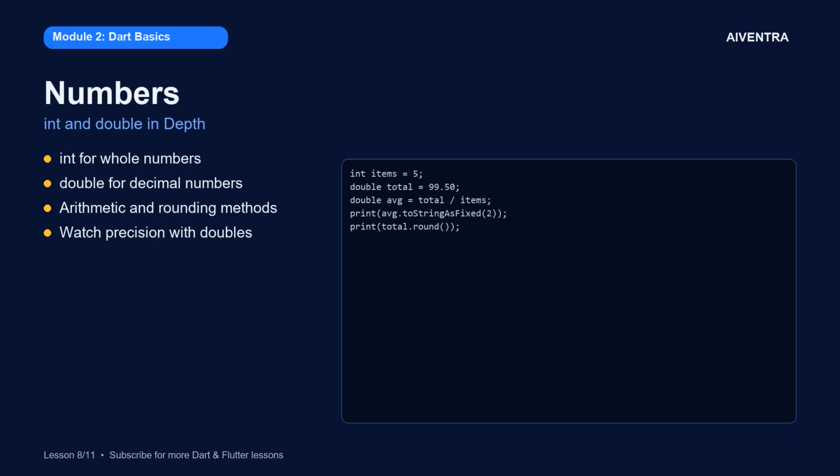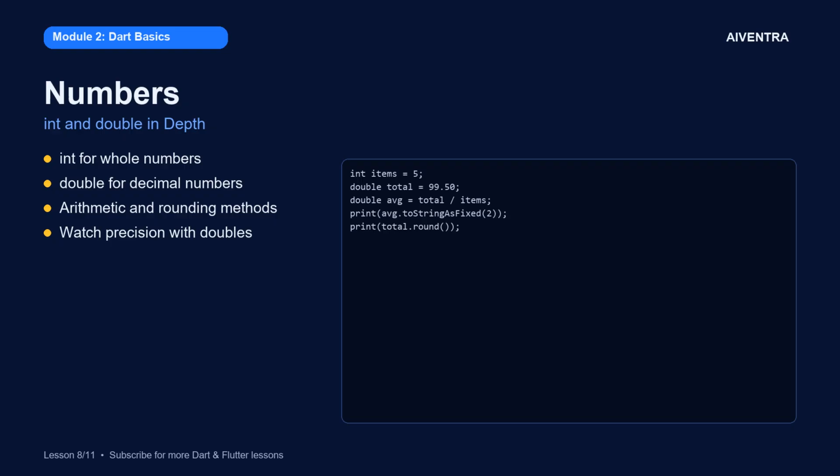We will cover this topic deeply with clear examples so you can use it in real Dart and Flutter projects. Numbers power calculations in every app, from counting likes to processing payments. Dart provides two numeric types, int and double, and this lesson explains how to use them confidently.